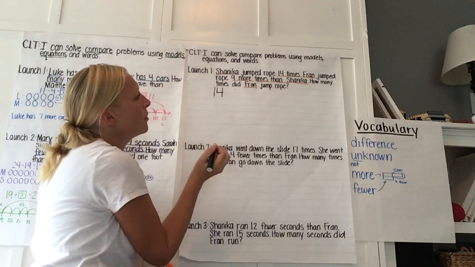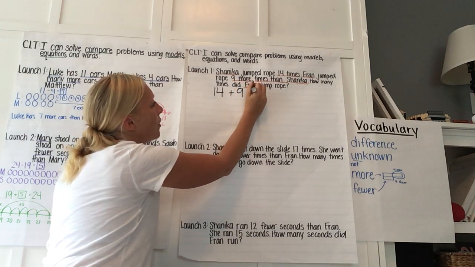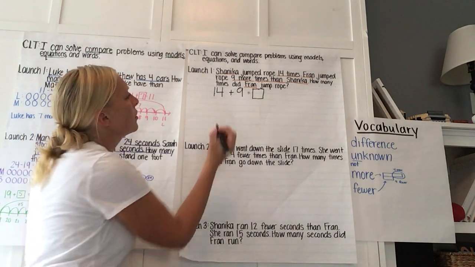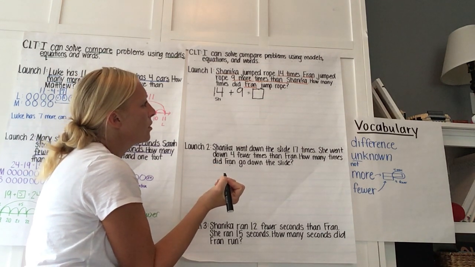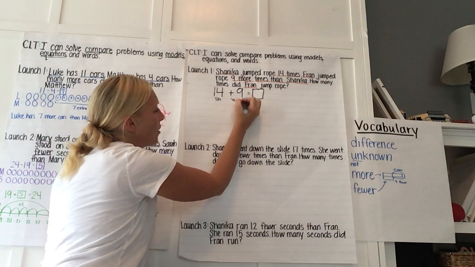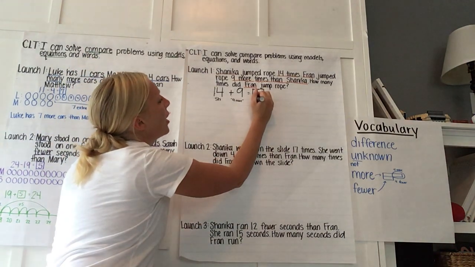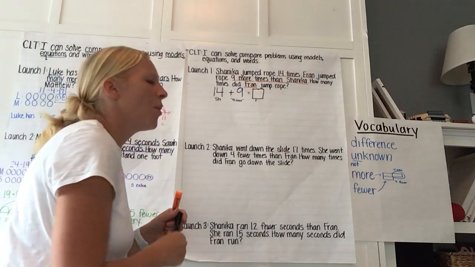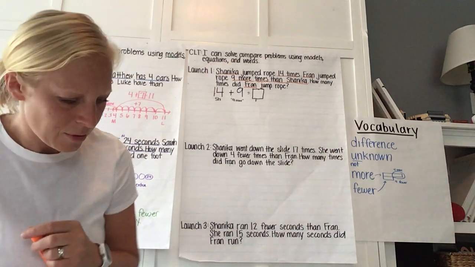14. What do each of those parts of that equation represent? Okay, that's Shanika's. This is the 9 more. And so what's our unknown? What are we trying to find out? How many times Fran jumped? Okay. All right. How would we go ahead and solve that? Go ahead and get started, my dears.